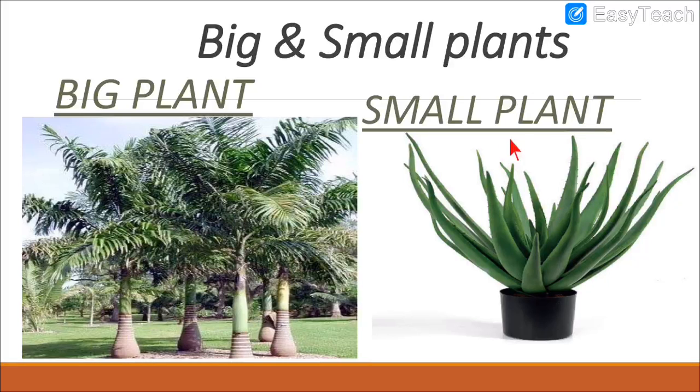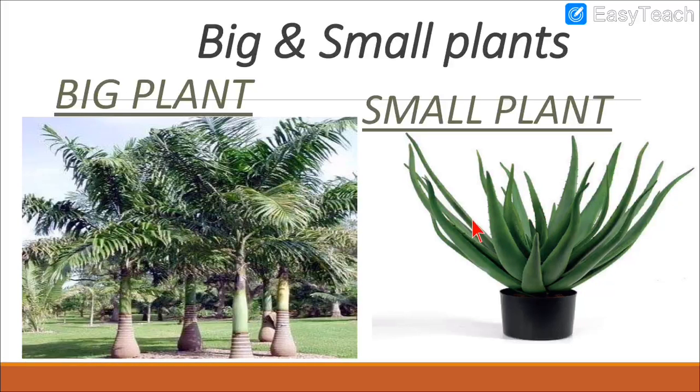Then what are small plants? Small plants are smaller than trees. As you can see, it is very small. So small plants are smaller than trees. Their stems are thinner and weaker. As you can see, the stem is very thin compared to the stem of the trees. It is very thin and very weak. Weak means it is the opposite of strong. Here the stem is strong, here it is weak. It can be broken easily.